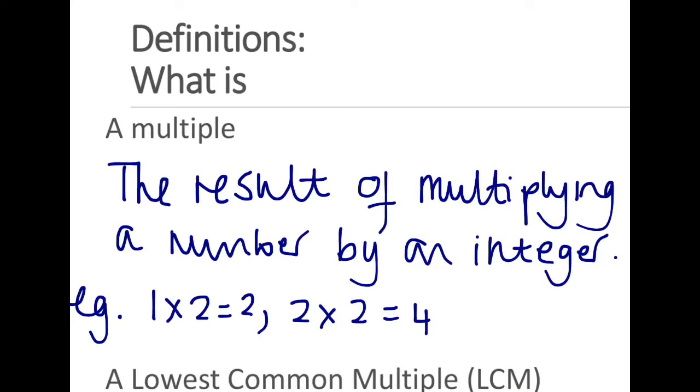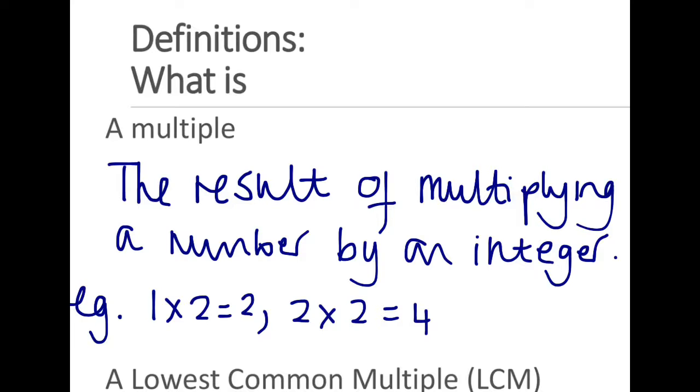Okay, so first of all, the definition of a multiple is the result of multiplying a number by an integer. E.g., 1 multiplied by 2, 2 multiplied by 2 is 4, and so on. So often we talk about multiples being part of the timetables. So if I want the multiples of 3, that would be 3, 6, 9, 12. Notice 3 is the first multiple of 3.